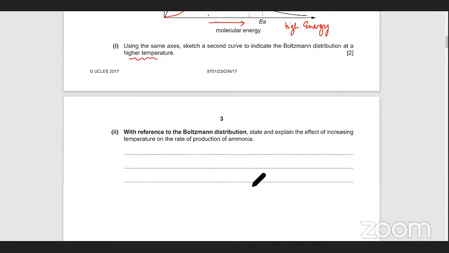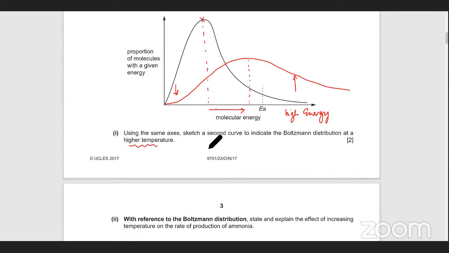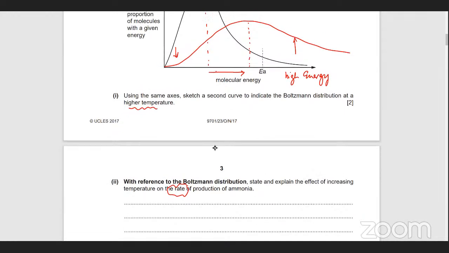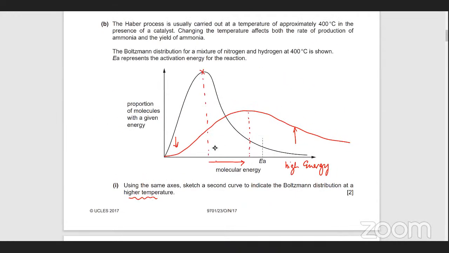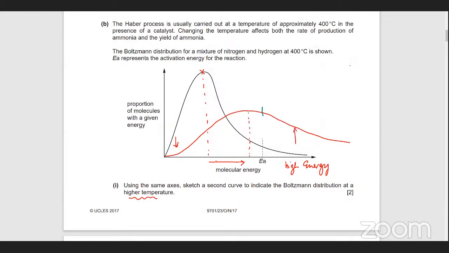Then, with reference to the Boltzmann distribution, state and explain the effect of increasing temperature on the rate of production of ammonia. And remember, it's not a question on equilibrium; it's a question on rate. So you just have to talk about rate. What they've given you is the activation energy, which is somewhere over here. This is the line of activation energy.